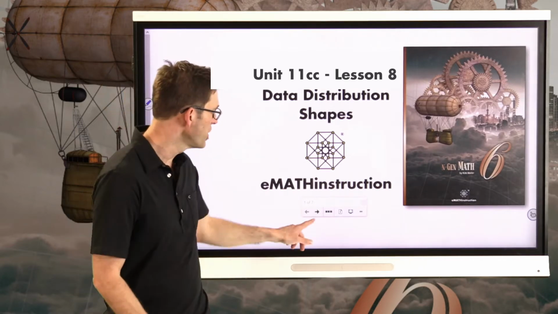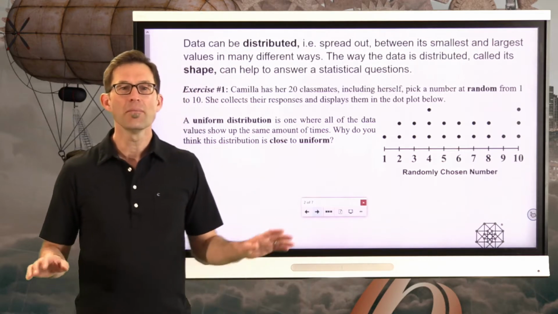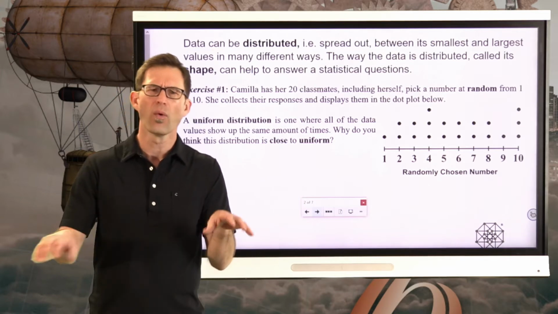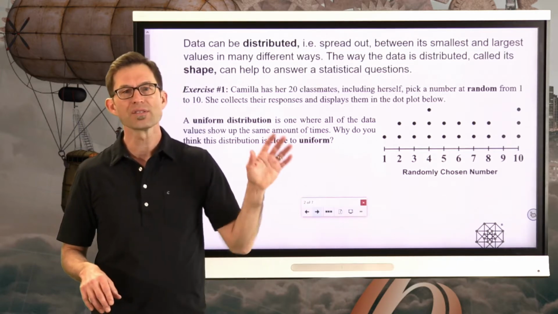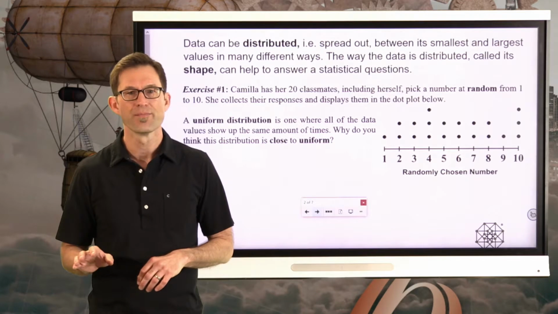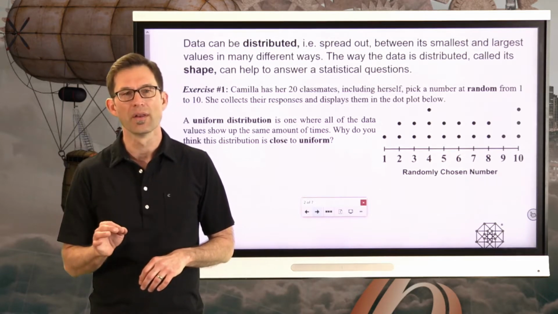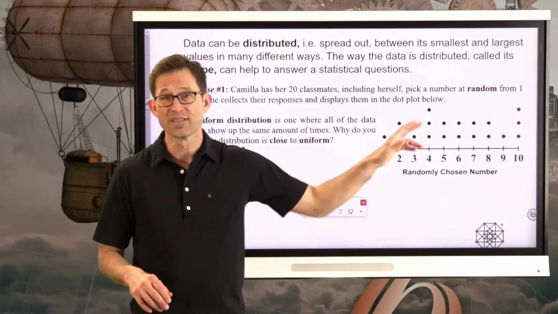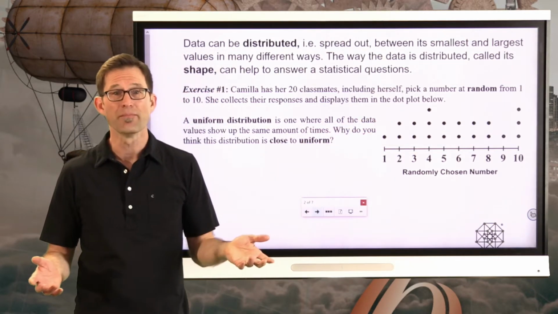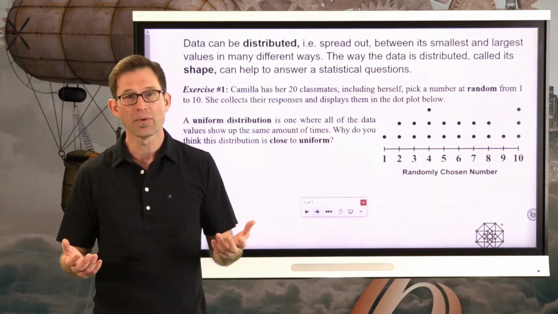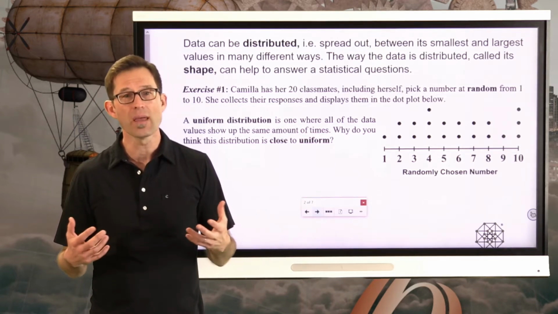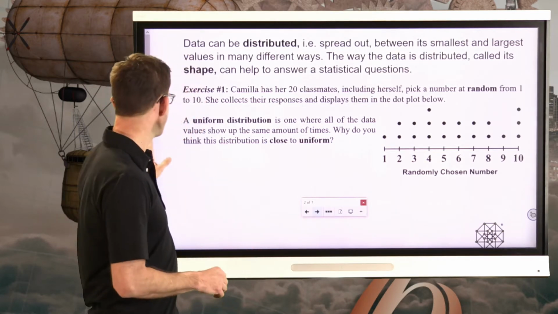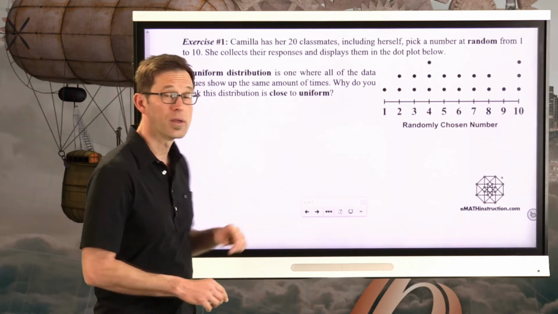So let's get right into it right away. Data can be distributed, i.e. spread out. That's what it means for data to be distributed, how it's spread out between the smallest and the largest values in many different ways. The way the data is distributed is called its shape. It's a nice kind of name for it, right? Because this data, on this dot plot, has a shape. And that shape, the way the data is distributed, can help answer our statistical questions. So let's look at one particular distribution in exercise number 1.